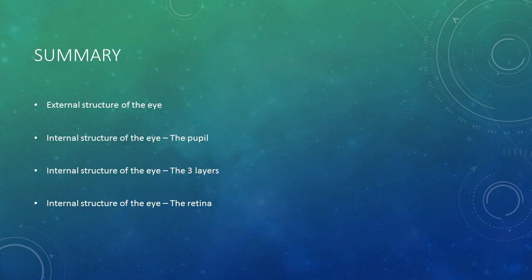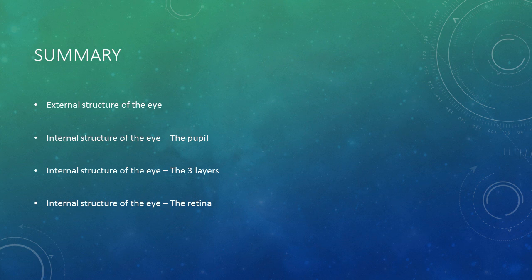Now, at the end of this video, you should be able to give me the function of the external structures of the eye, so the eyebrow, the eyelashes. Why do we have them? Why is the eye socket deeper into our face rather than flat? Then the internal structure of the eye, the pupil, what does it do? The iris, what does it do? The three layers, so the sclera, the choroid, the retina. Why is it red? What's the retina? What can I find on the retina?